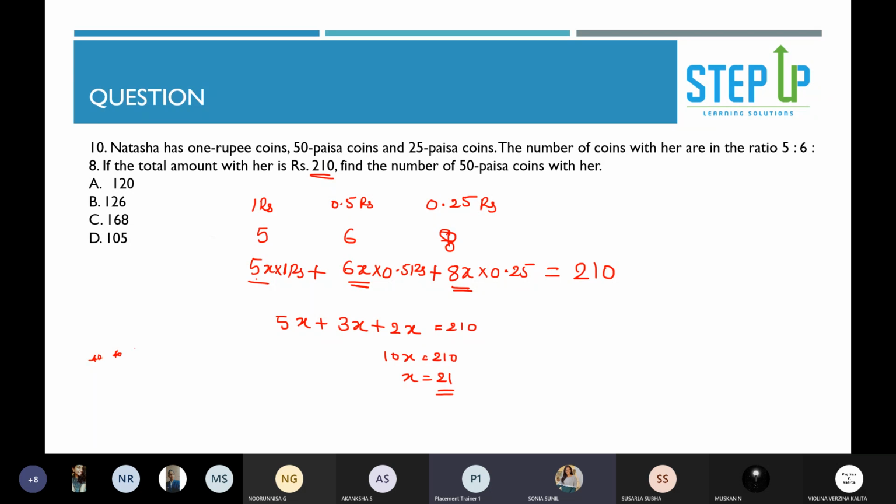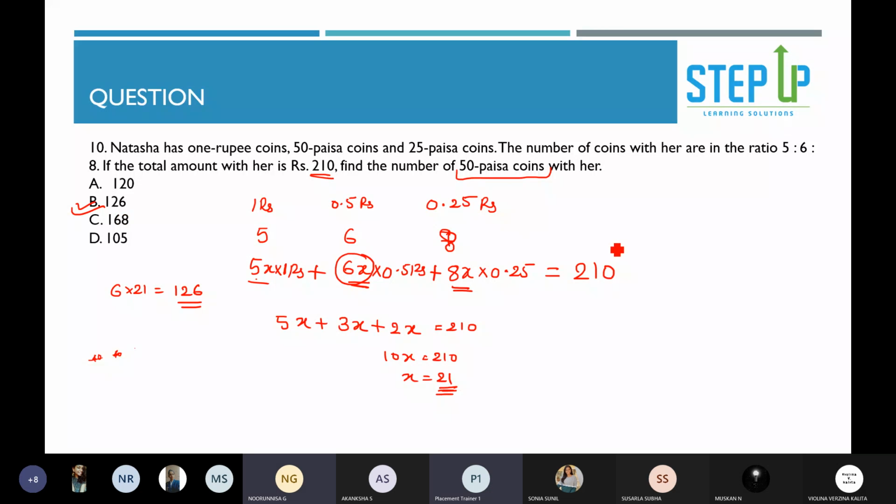105. Why? What are they asking? 50 paisa coins. 126. Correct. So 6x were the 50 paisa coins, so 6 into 21, 6 into 21 is 126. So that's your answer. Anybody wants me to repeat?